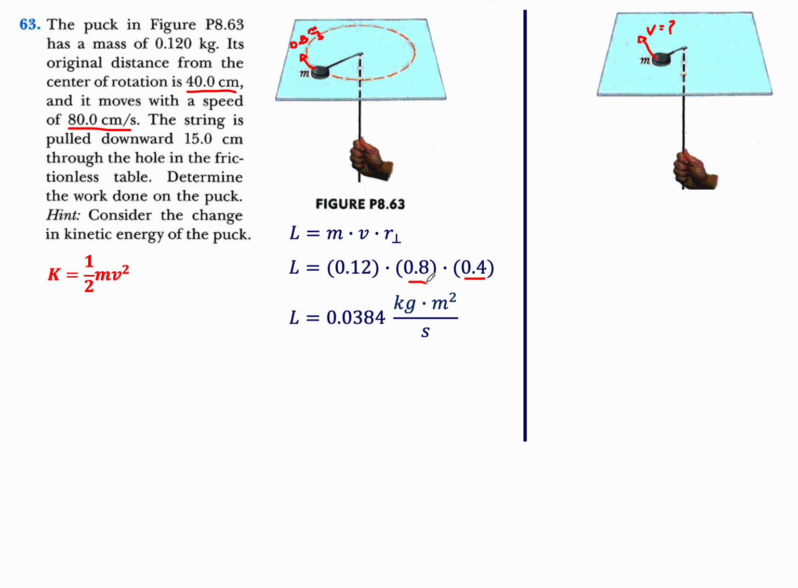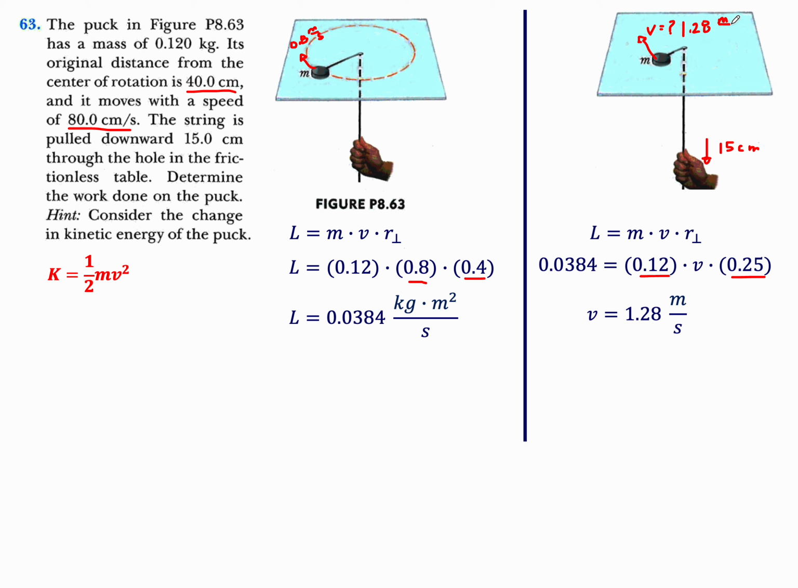What does that mean? Well, we know the angular momentum afterwards has to be the same quantity. The only difference is now this. Since we pulled this string downward 15 centimeters, what's happening? Well, the radius has shrunk. Before it was 40 centimeters, now it should be just 25 centimeters or 0.25 meters. Mass of the puck stays the same, and we can very quickly calculate its velocity. Its velocity afterwards is going to be 1.28 meters per second.